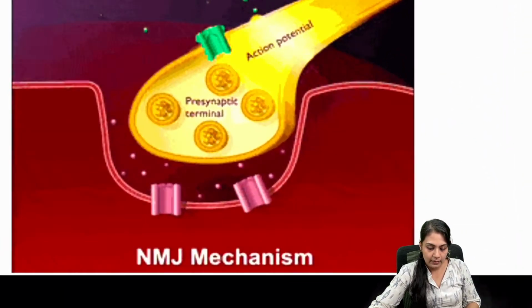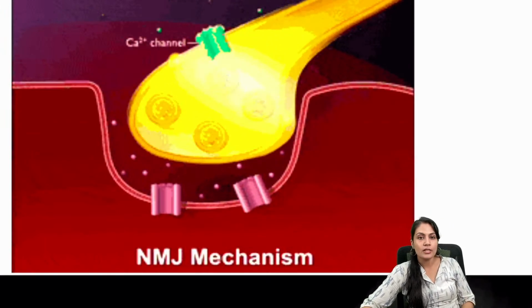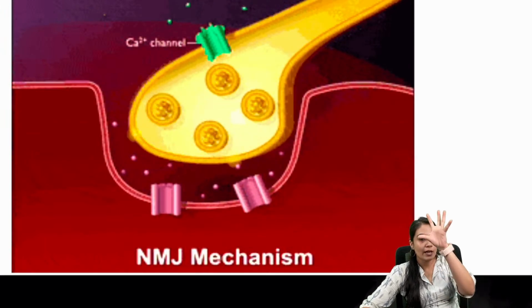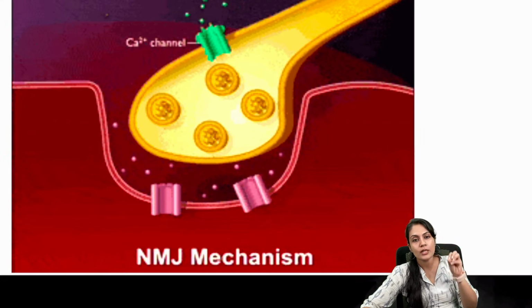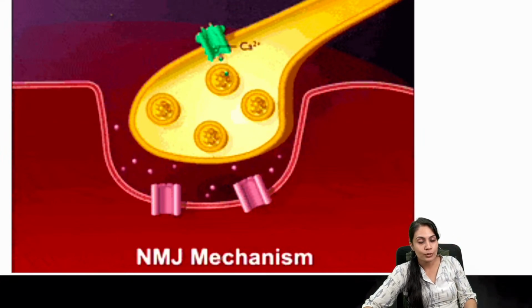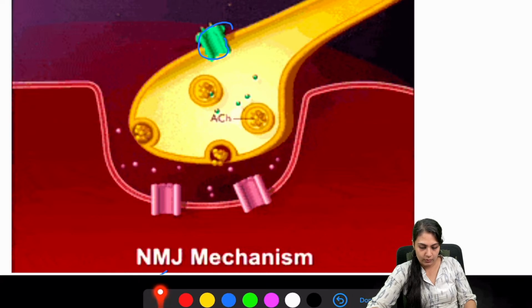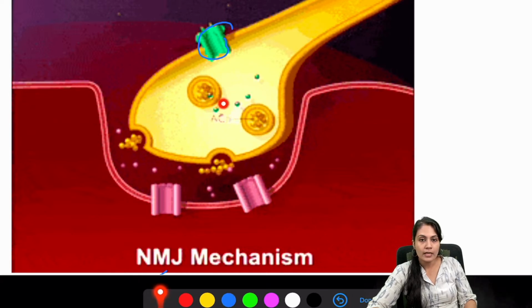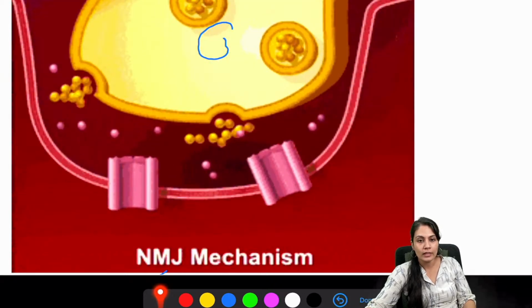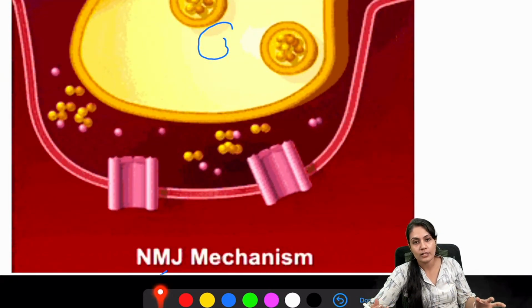So see in the graph how the action potential is following. As soon as the action potential continues into the nerve, what is going to happen? See, the calcium channel is opened, isn't it? And the opening of the calcium channel over here causes influx of calcium, and because of that the vesicles release the neurotransmitter.